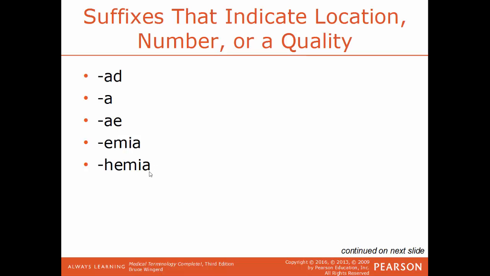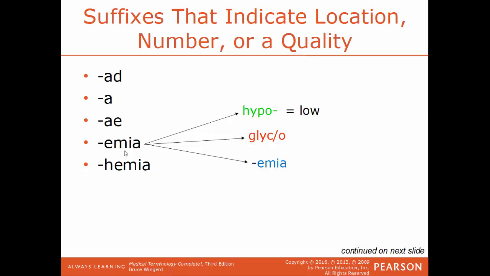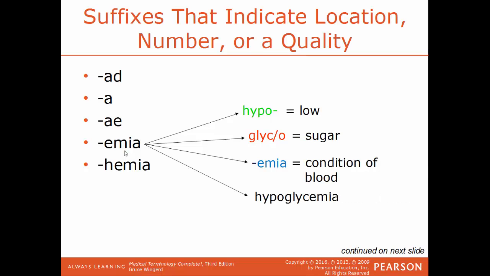Emia and hemia both mean conditions of the blood. And now we'll focus on this term here, emia. If you were to add that to the root word glyco, and also add the prefix hypo, you add those all together to make one big constructed term. Hypo means low, glyco means sugar, and of course emia, condition of the blood. So if you add all those together, hypoglycemia, the condition of having low blood sugar.